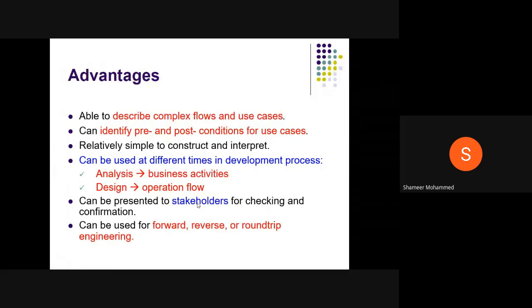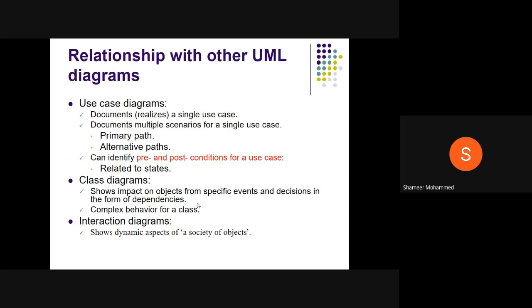Lastly, you can draw this diagram and use it for reverse engineering and forward engineering. That means from top to bottom, forward, bottom to top, or in a loop as a round trip. You can use it for these different types of engineering in your information system designing process. So the advantages are these.